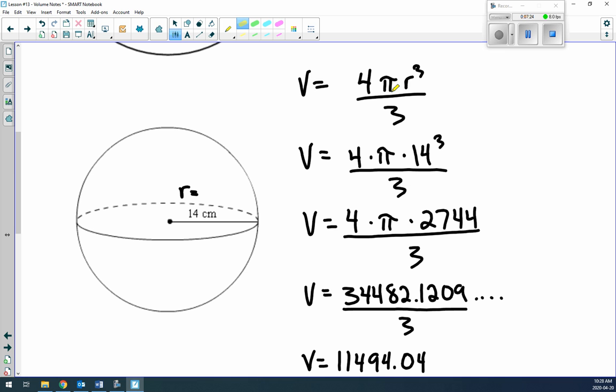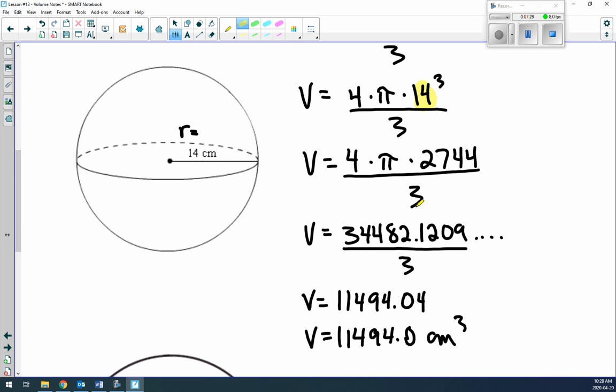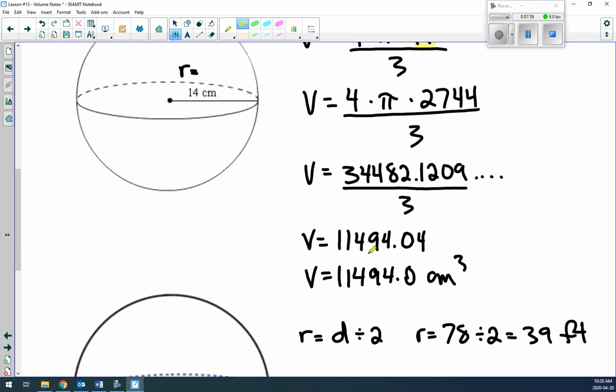So 4 times pi times r cubed. We're plugging in r, which is 14. So we're going to cube that first. So 4 times pi times 2744. And there's our big number, 34,000 and change. Divided by 3, we end up with 11,494.04. Again, we're going to round. If it says round to one decimal place, let's look at this one here. So we're rounding the 0 here. So we look at the 4. Since it's less than 5, you keep that value the same. A lot of people will be tempted to drop the 0. But if it says to round to one decimal place, you better have one decimal place there. So if it's 0.0, you write 0.0.